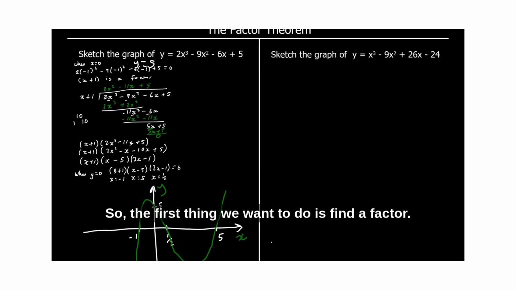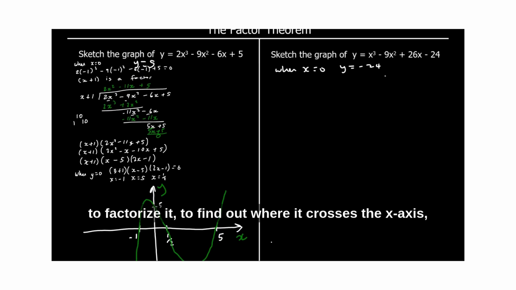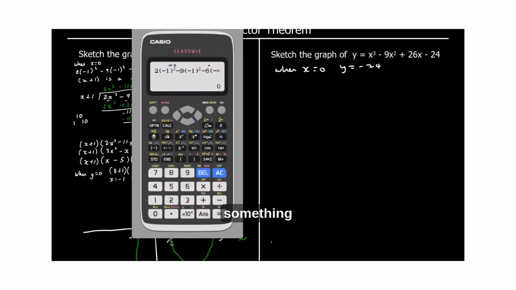So the first thing we want to do is find a factor. Well, we could say, firstly, it crosses the y-axis when x is 0. So when x equals 0, y is negative 24. But to factorize it, to find out where it crosses the x-axis, we need to find a factor. So we've got x cubed, minus 9 times x squared, plus 26 times x, minus 24.